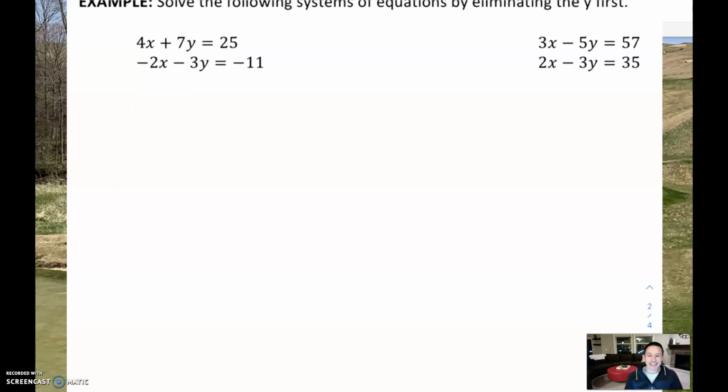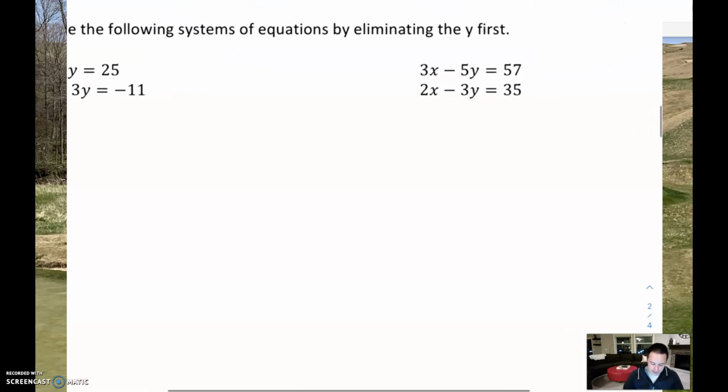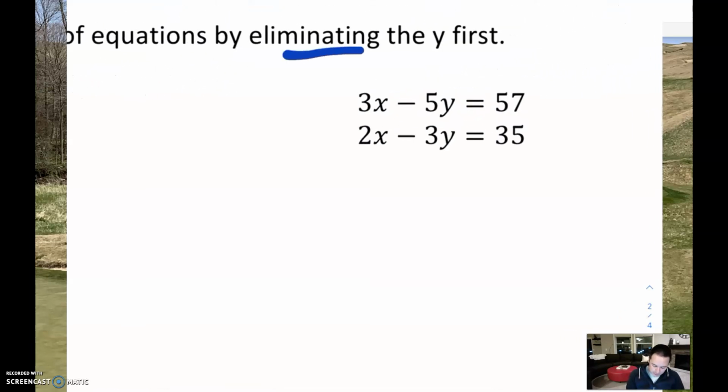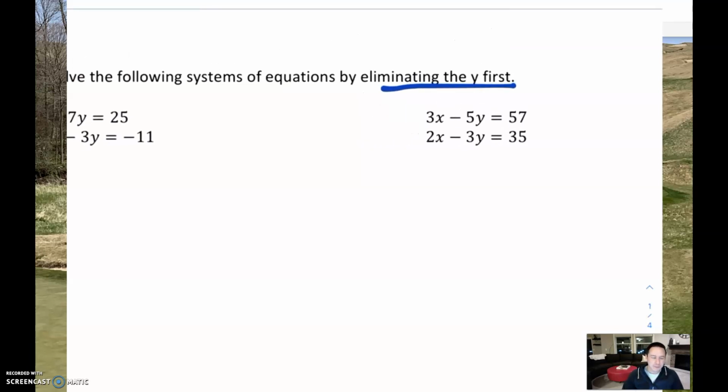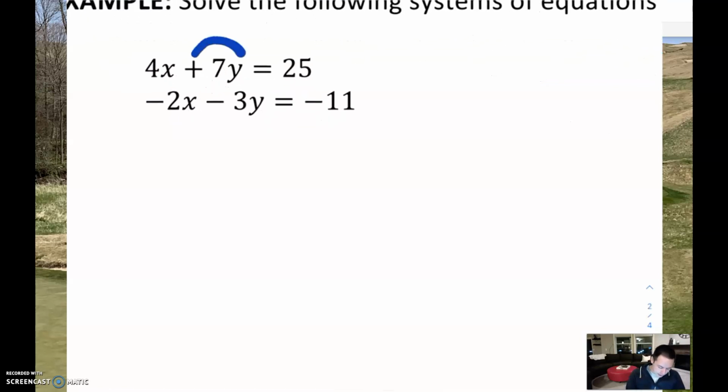Hopefully you're starting to get the hang of this process. We're going to do the exact same thing, but now we're going to solve the following systems of equations, and this time we're going to eliminate the y variable first. So let's go ahead and take a look at the first example. Here's our y variables. We have a 7y and a negative 3y. What number could you turn them both into?